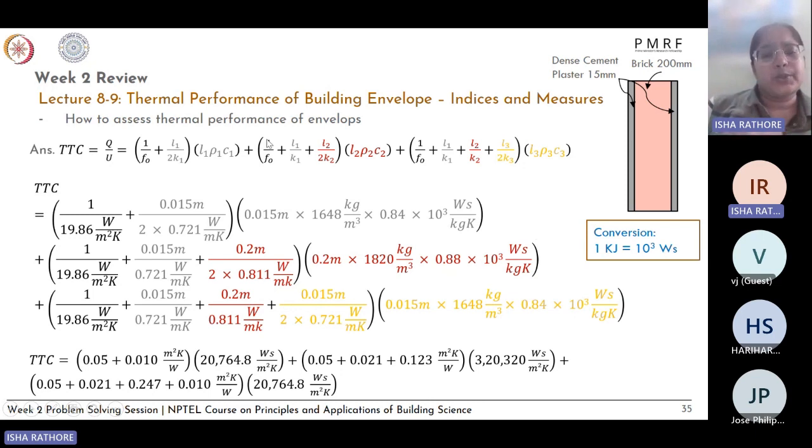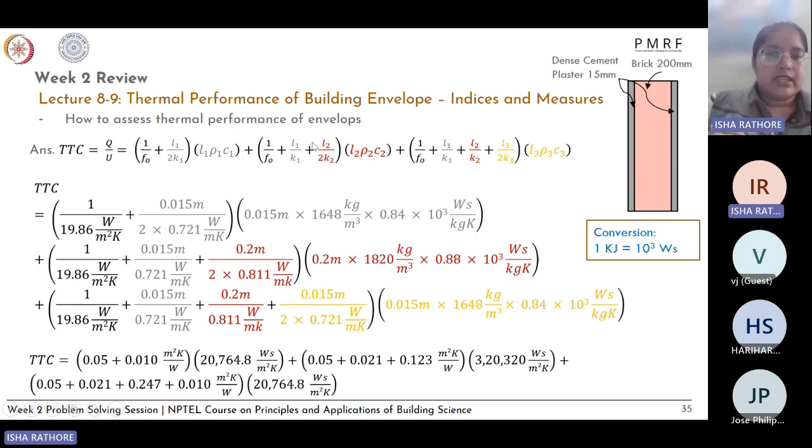When we go on to layer 2, we have 1 by F naught, which is our outside film coefficient, L1 by K1, thickness of layer 1 divided by thermal conductivity of layer 1. So in the second layer, the L1 by K1 is not divided by 2. So this is not 2K1, this is just K1. Similarly, for layer 3, it will become K1 and K2. Only for the layer which we are talking about will the factor L2 by K2 be 2K2.